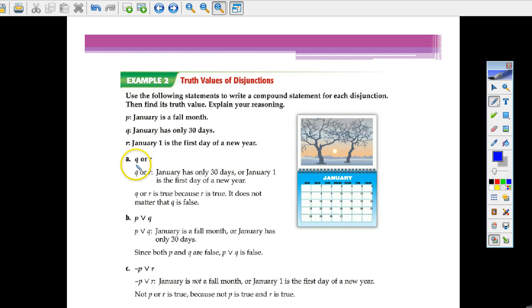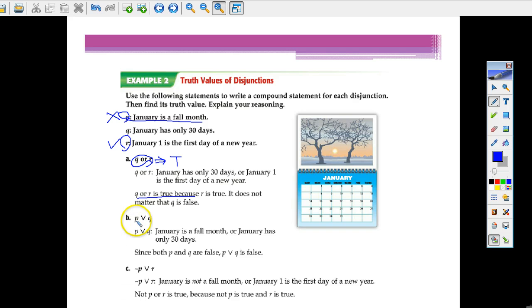Q or R. January is a fall month, or January 1st is the first day of a new year. So this statement is true, even though this one's not true, because January is a winter month. This is not true, but this is true. So if one of them is true, because it says or, then it's true. So this statement is true.